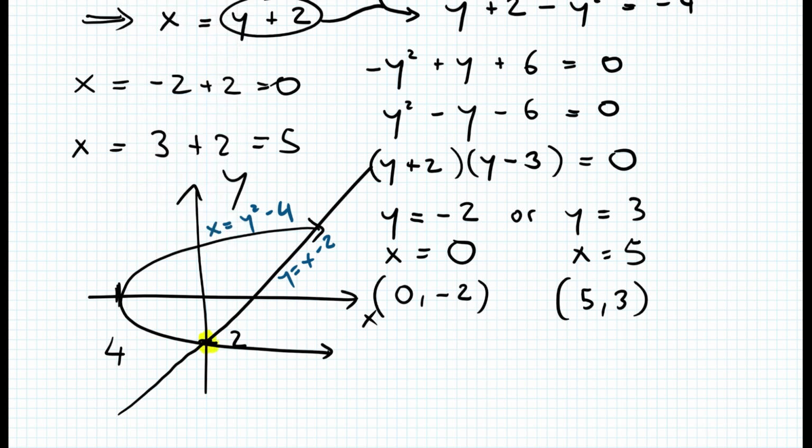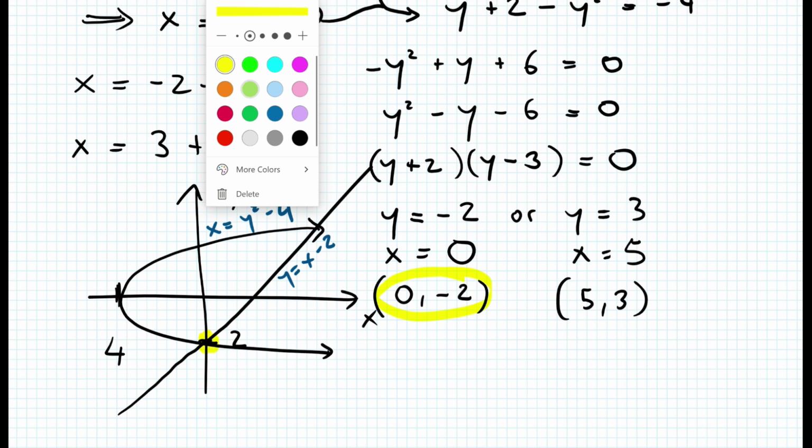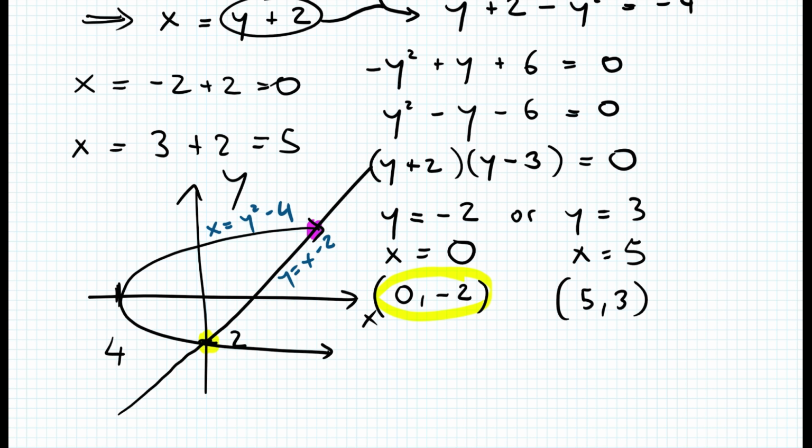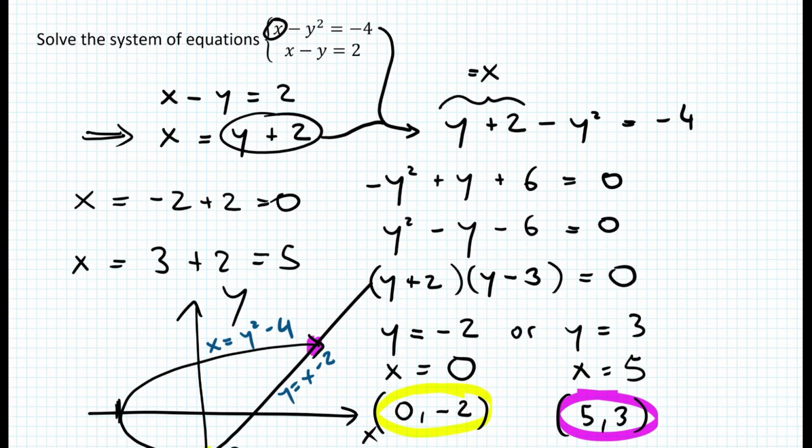One is over here, so that's the 0, negative 2. And I'm going to use a different color. There you go. So we have this point of intersection here, which is at 5, 3. So that's how it works. But again, you don't need to know how to graph it for this particular case. You just need to know how to solve it algebraically.